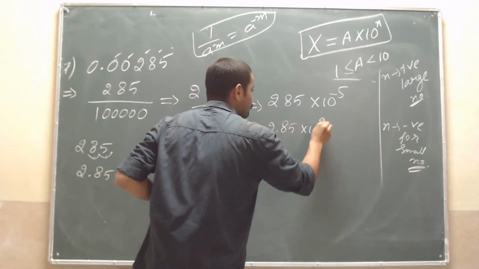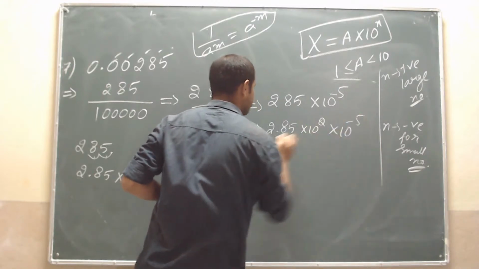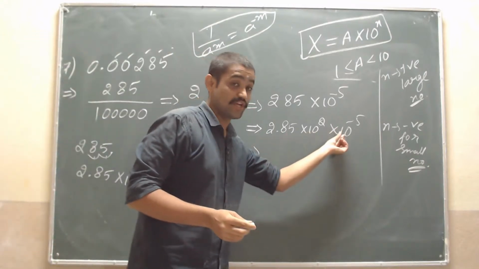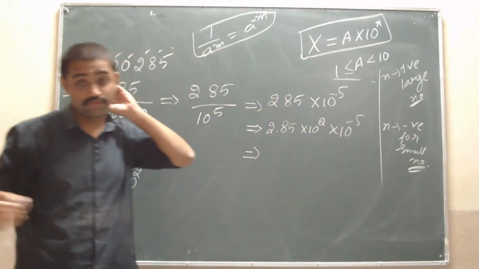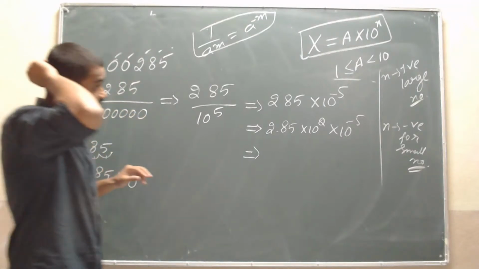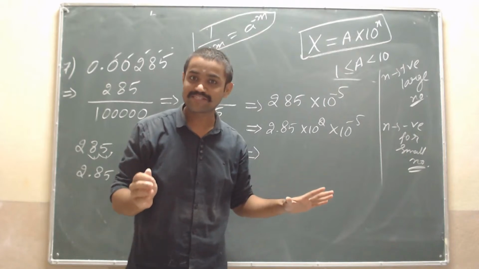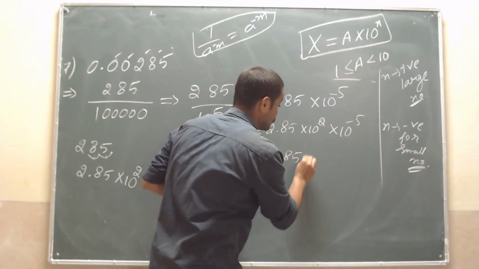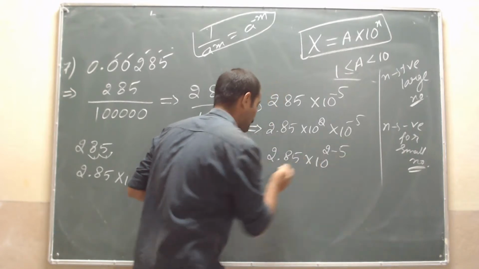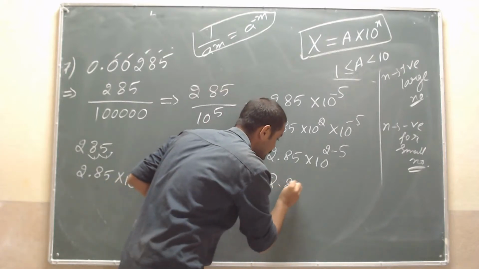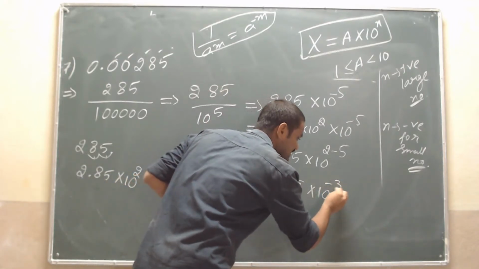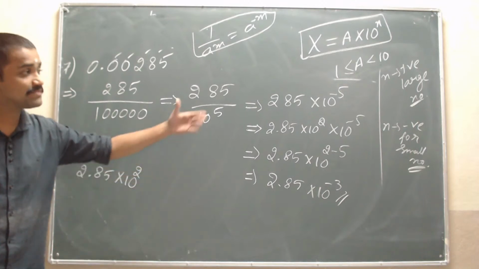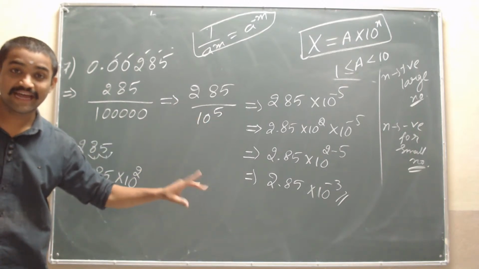2.85 into 10 to the power of 2 into 10 to the power of minus 5. In the previous example we saw that if the base is the same, we apply the formula a to the power of m into a to the power of n is equal to a to the power of m plus n. Applying that formula, you will get 10 to the power of 2 minus 5. It becomes 2.85 into 10 to the power of minus 3. Is it clear, students? Very easy problem, but step by step you will understand. And one more homework I will give you.